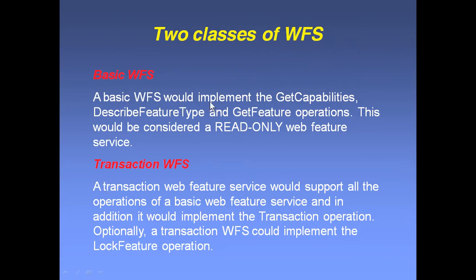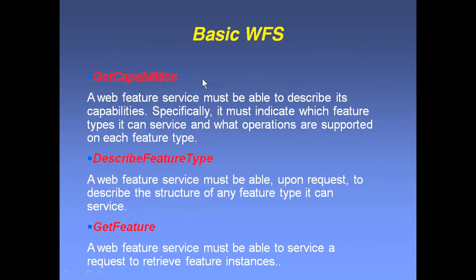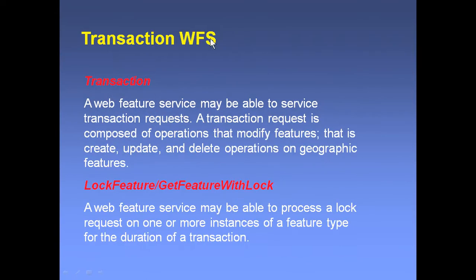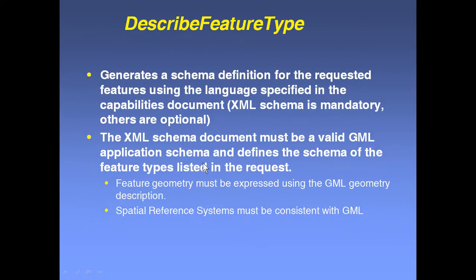Basic WFS would implement the GetCapabilities, DescribeFeatureType and GetFeature operations. This would be considered read only, while in Transaction WFS you can write also, you can change also. So a Transaction Web Feature Service would support all the operations of a basic web feature service, and in addition it would implement a Transaction operation. Optionally, a Transaction WFS could implement the LockFeature operation. Then WFS has GetCapabilities, DescribeFeatureType, GetFeature, and Transaction WFS will have Transaction, LockFeature and GetFeatureWithLock.